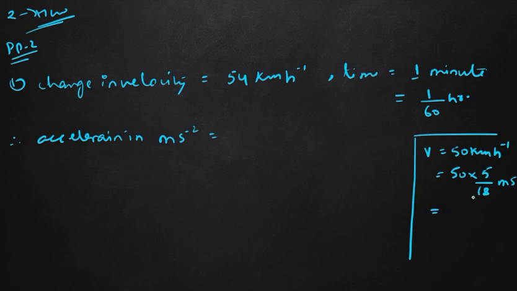So what will be the answer? This will be 15 into 5 by 18, which is 250 divided by 18 meter per second. So we can reduce this. So this will be our 250 by 18 meter per second.